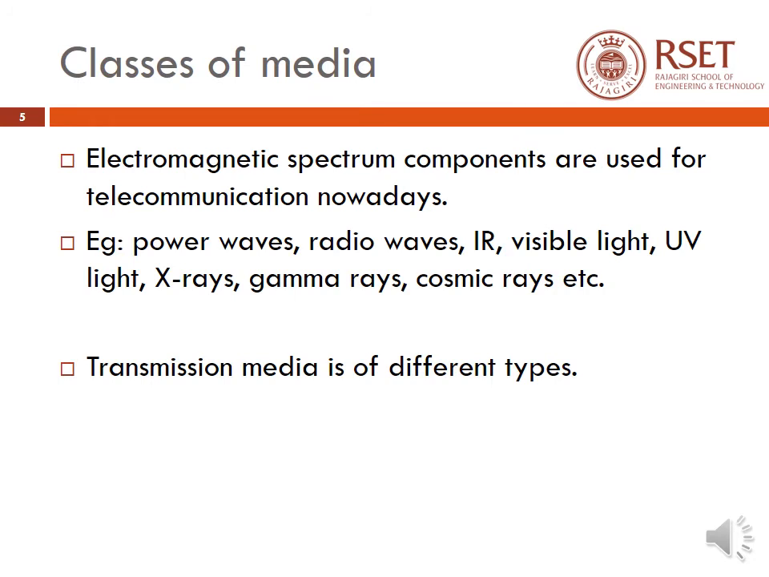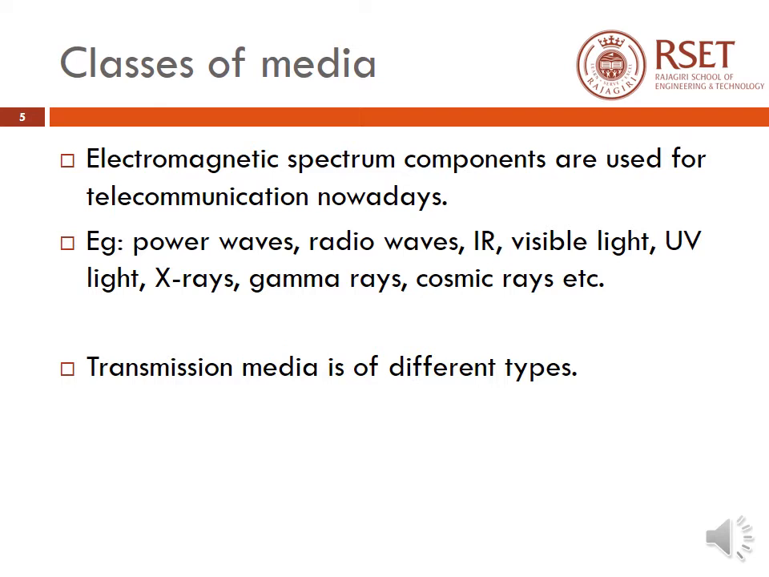The different components of the electromagnetic spectrum can be used for telecommunication nowadays, and these components include power waves, radio waves, infrared waves, visible light, UV light, X-rays, gamma rays, cosmic rays, etc. Any of these components can be used through different transmission media for transferring data or information from a source to a destination.